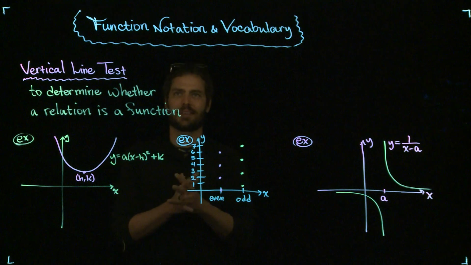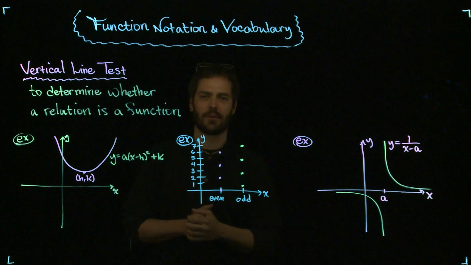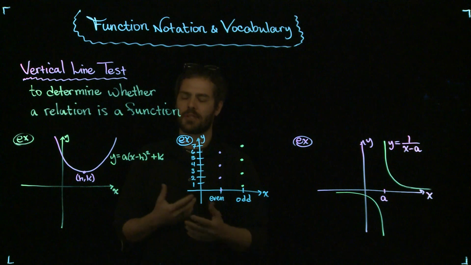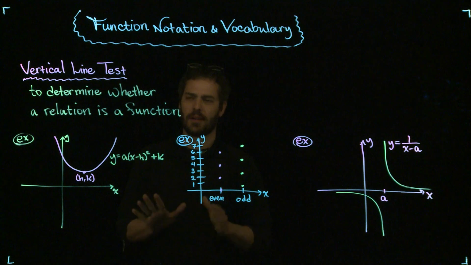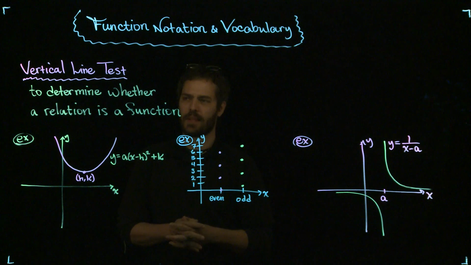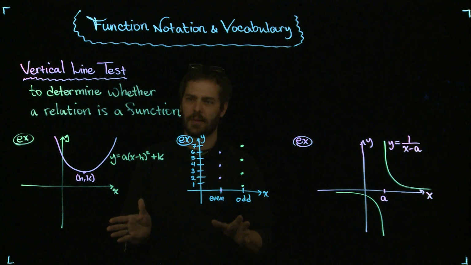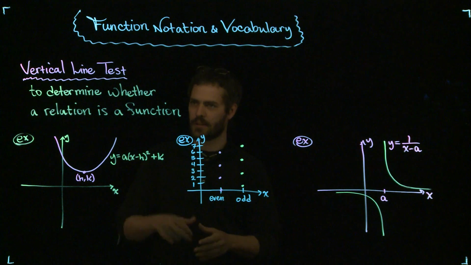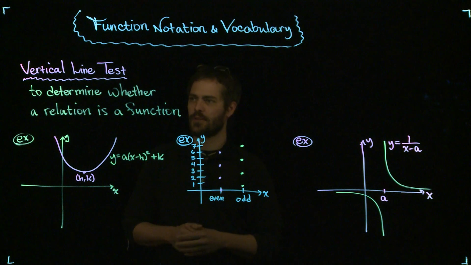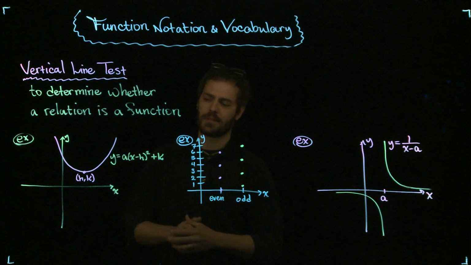Okay, we're back talking about function notation and vocabulary. And we were just talking about relations and whether or not a function is a relation. Let me give you something graphically to talk about that as well. We call it the vertical line test, and that is used to determine whether a relation is a function.